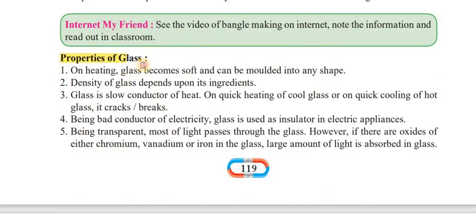Properties of glass. It can be molded into any shape. Glass is a slow conductor of heat. It is a bad conductor of electricity and it is transparent. You can write here 4 properties of glass.